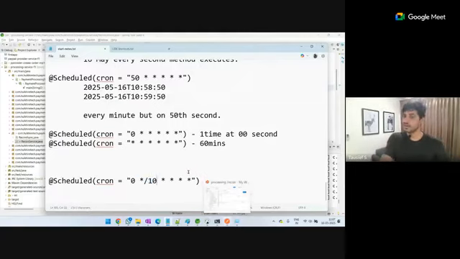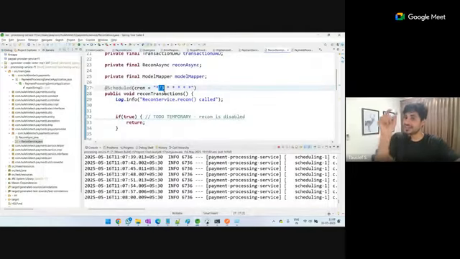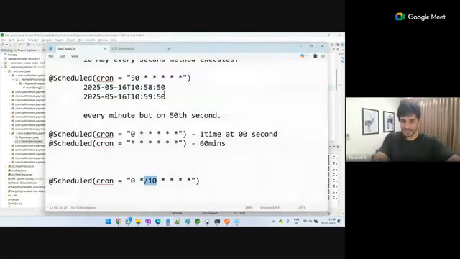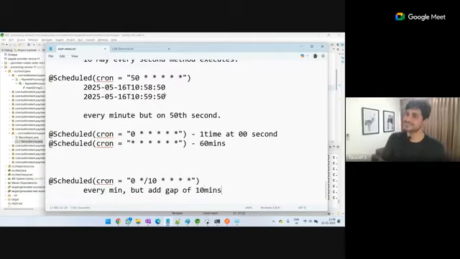ChatGPT gave us this code. If you don't put this, it means it should run every minute. But now you are saying every minute, but put a gap of 10 minutes. So that slash and a number specifies the gap between intervals. It starts becoming basically every 10 minutes. It is trying to run every minute, but you are saying there is a gap of 10 minutes, meaning the next occurrence should happen every 10 minutes.